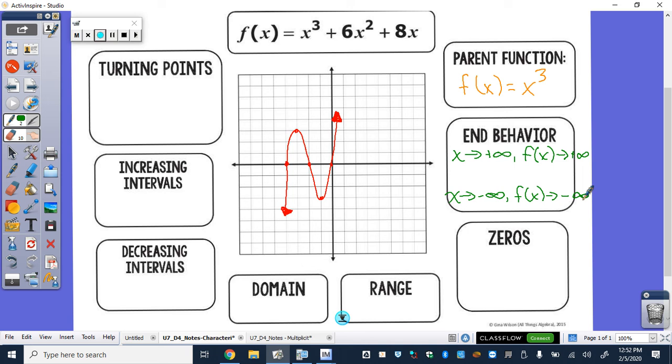Those are our end behaviors for these ones. When we talk about end behaviors, it's an odd degree of 3. It's got a positive leading coefficient, so we knew that the left side was going to be down, the right side was going to be up, based on what we talked about last time. So what are the zeros of this function? -4, -2, and 0.